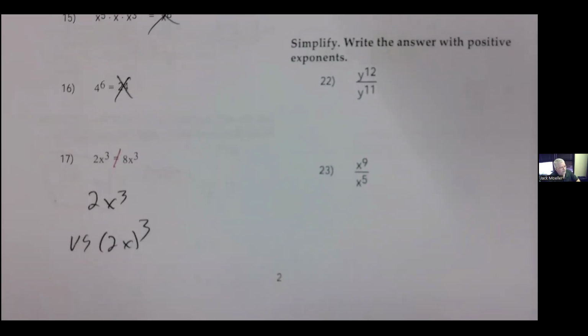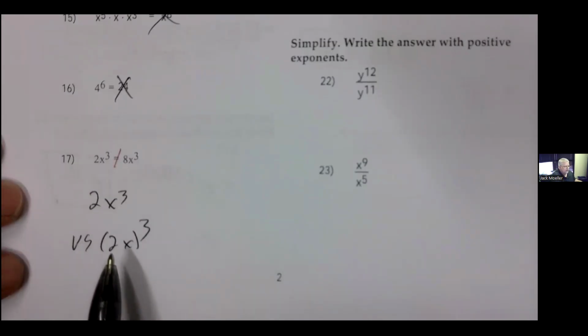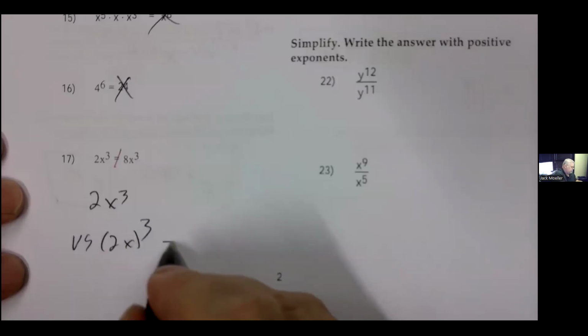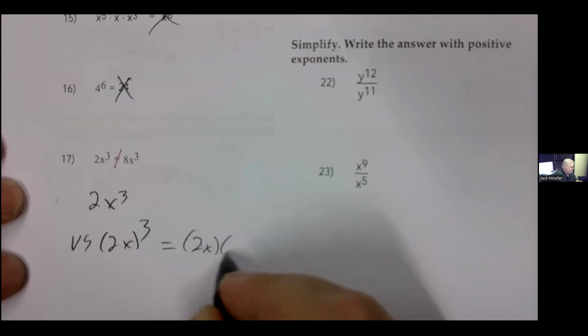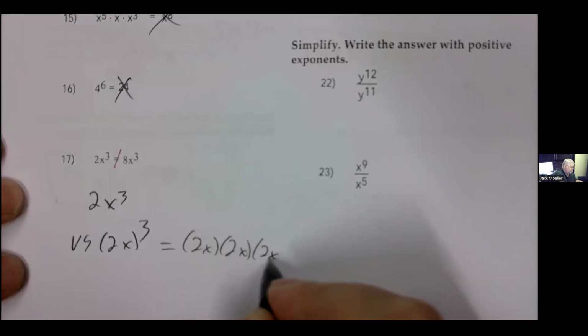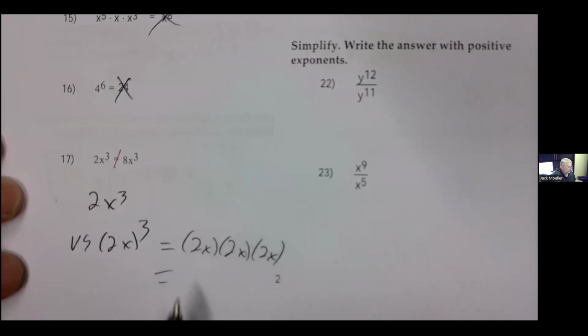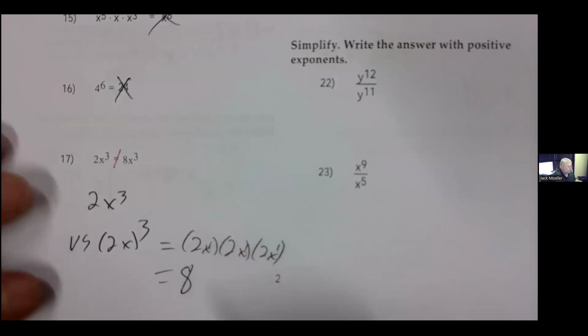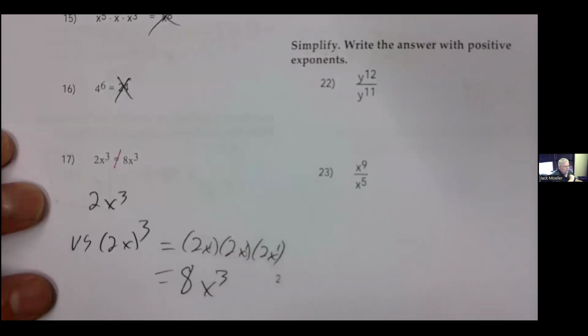Remember we talked about parentheses being important with negatives? It works the same here, right? If there is parentheses, that tells you what is getting the exponent. So this is 2x times 2x times 2x. Then how do you multiply that? Well, 2 times 2 times 2, that's 4 times 2, which is 8. And then x to the first, x to the first, x to the first. That's where we get our x cubed.